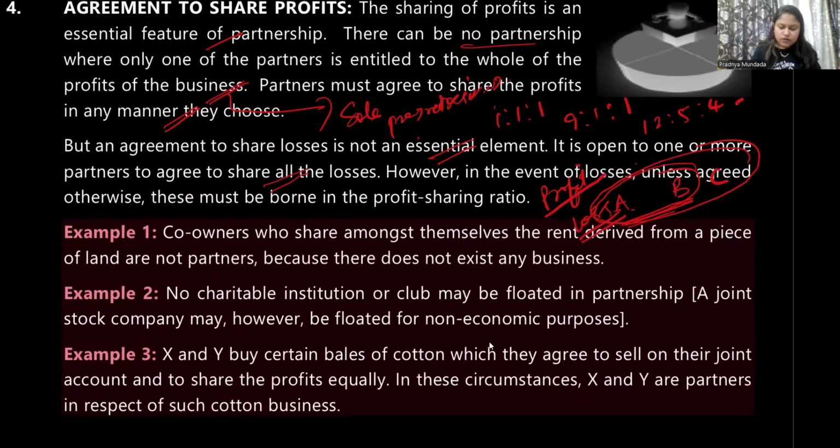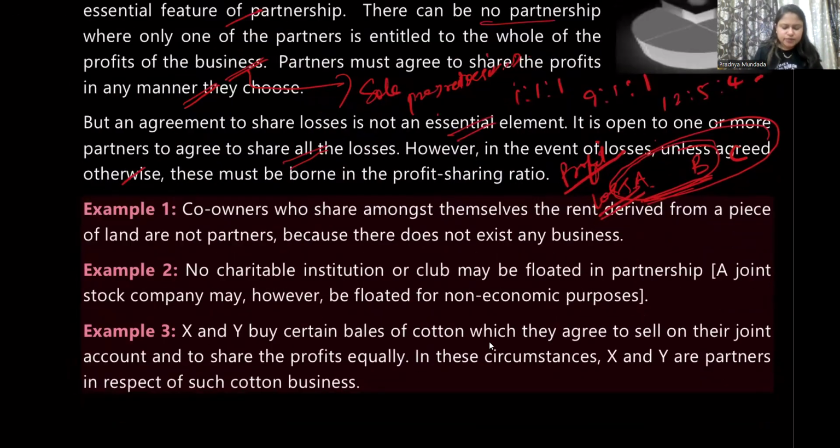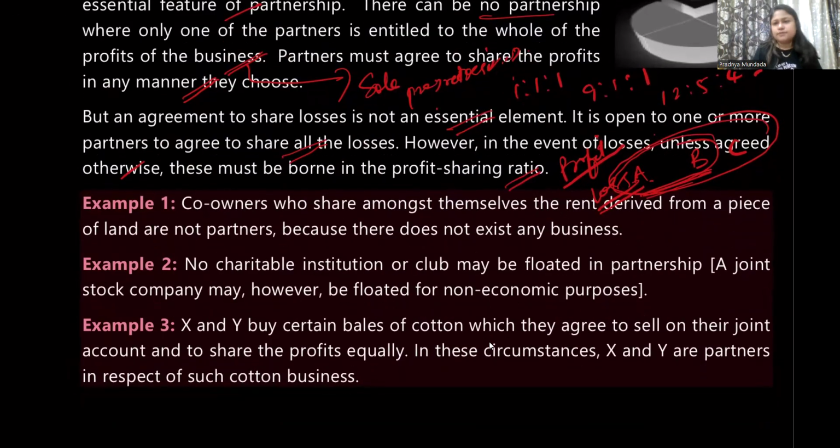Okay? However, in the event of losses, unless otherwise agreed, that is, if the contract is not telling, it must be borne compulsorily in PSR. So if you have not decided a separate ratio for loss, loss will be shared in PSR only. Okay, and is it compulsory every partner should bear the loss? No. Look at a minor only, no? Will a minor bear loss? No. But is that partnership valid then? Yes. Okay, so it could be like that. So profit sharing compulsory, loss may or may not be.